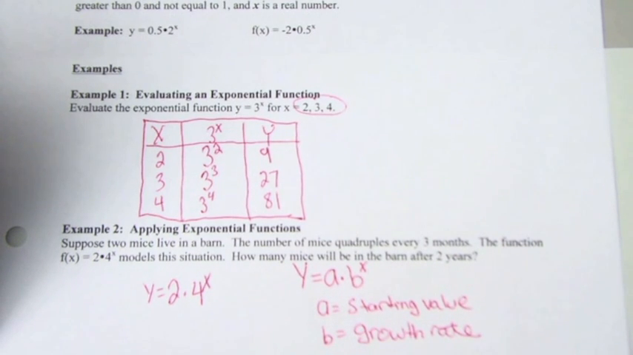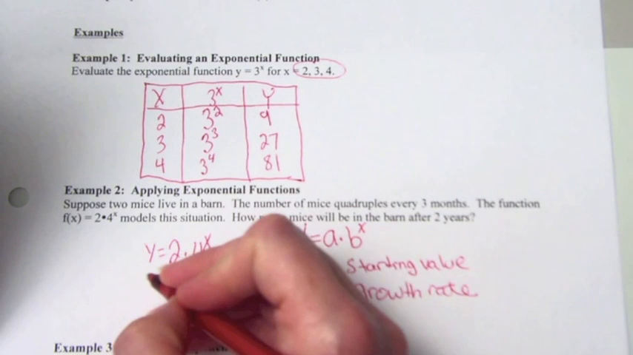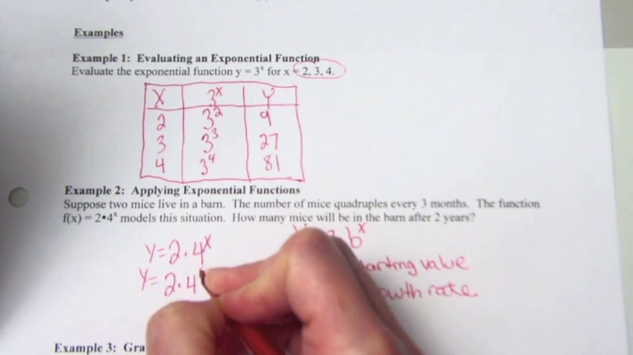Now, let's be careful with this one because if you notice, it says it quadruples every 3 months, and it asks after 2 years how many mice. How many sets of 3 months are there in 2 years? There are 8, right? So we're not going to plug in 2 here. We're going to plug in 8. So it's going to be y equals 2 times 4 to the 8th power.